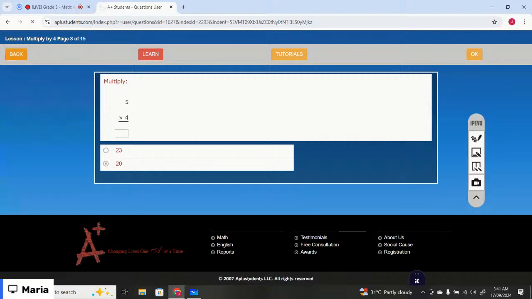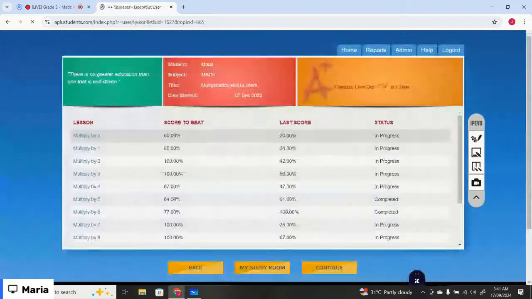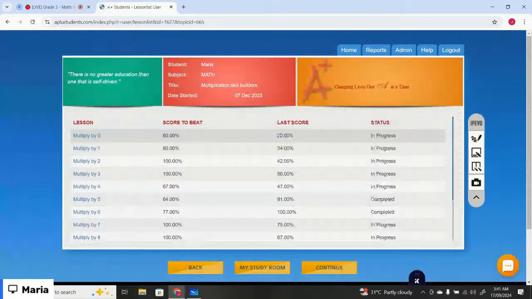So we were working on grade 3 math. The chapter we were working on is multiplication skill builders. The lessons we have covered today are multiply by 0, multiply by 1, multiply by 2, multiply by 3, and the one I just finished is multiply by 4. So please make sure before the next session you complete all the practice questions for the lessons we just did. That is your homework until the next session, right?